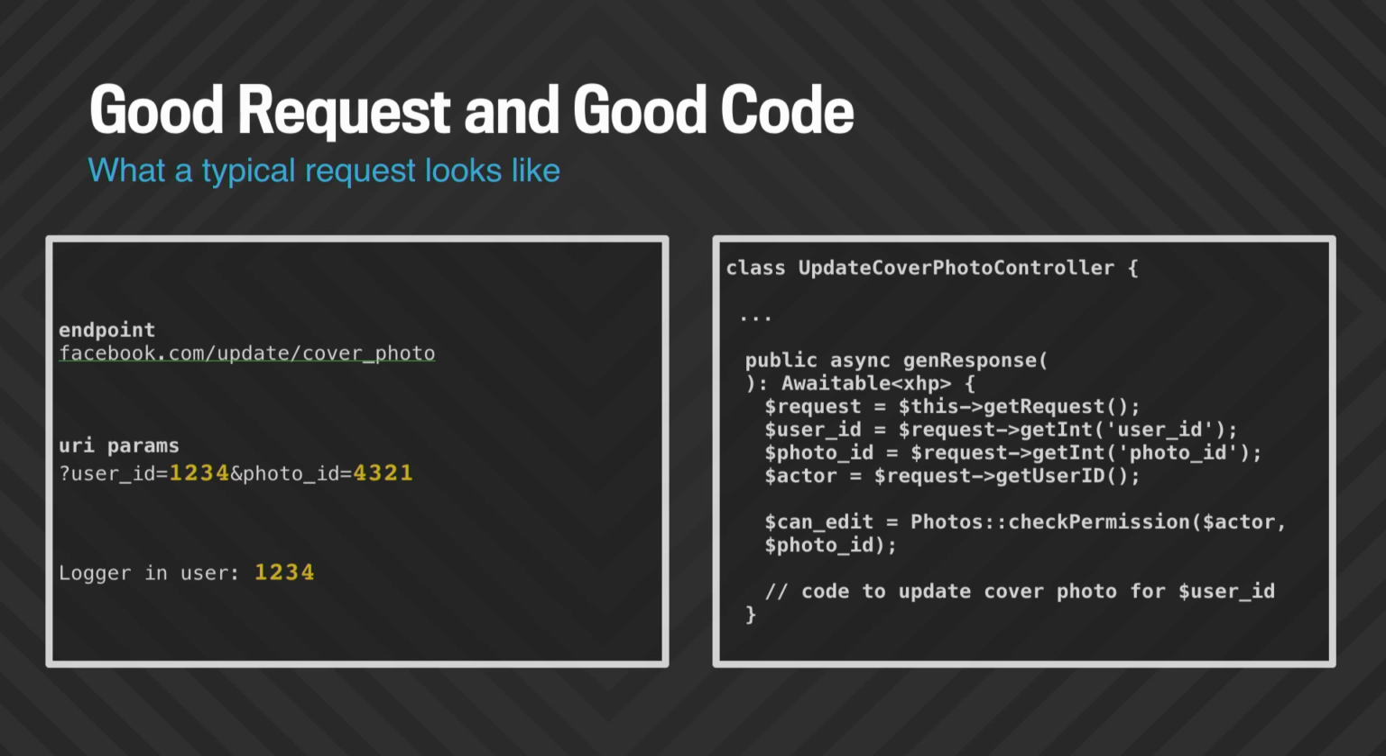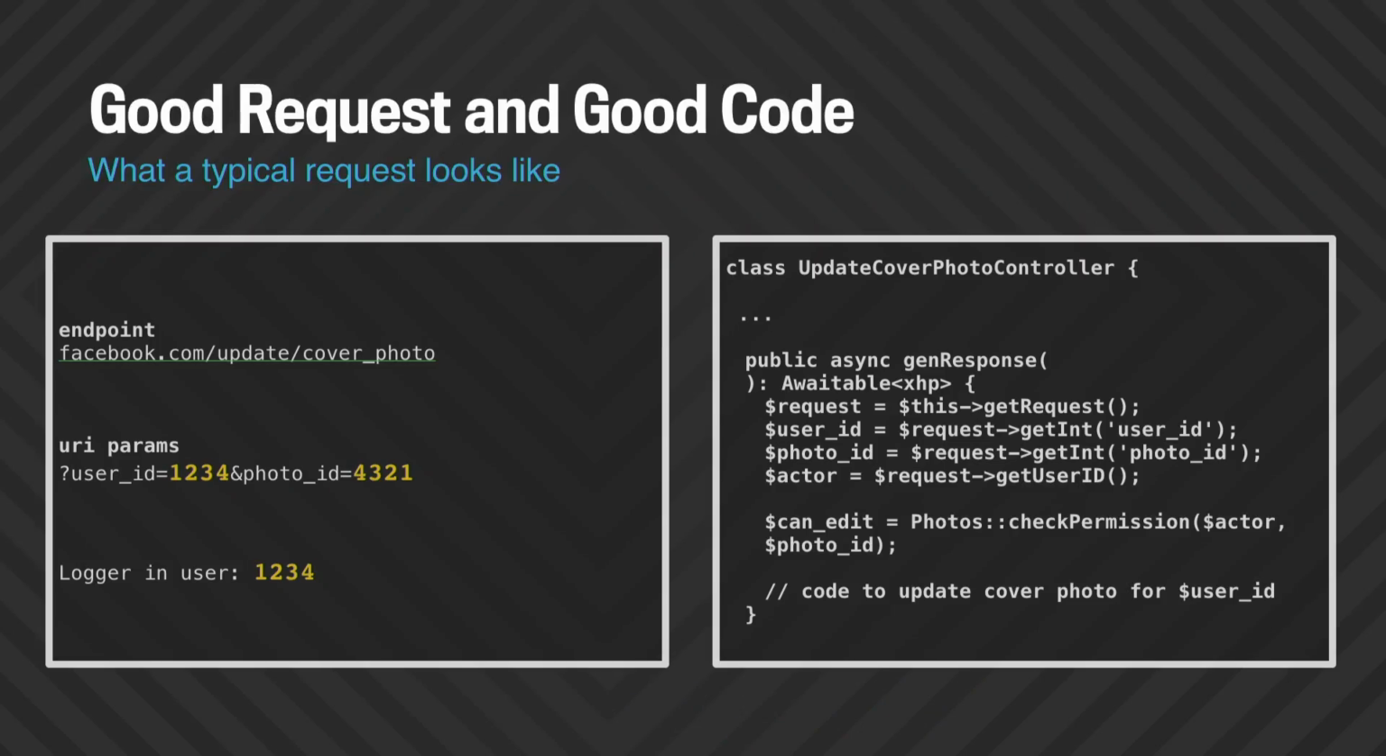Let's think about these endpoints. We have an example endpoint that can look like this, that updates a cover photo on Facebook. And we have some URI params. We might have the ID of the user, might have the photo that we're trying to mutate, and the cookies say that the logged in user is the same user that we want to change the cover photo for. That makes sense. And the code to handle this request might look something like this. You can get the user ID, the photo ID, you get the actor that's doing this request, and first of all, you check for permission, right? You want to make sure that the person that's logged in actually has permission to take this action. And you can go ahead, update the code, and everything's fine.